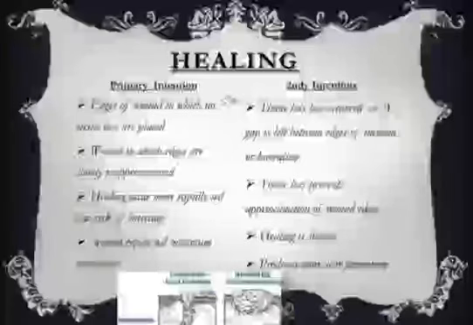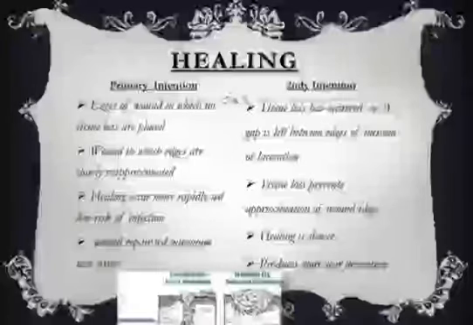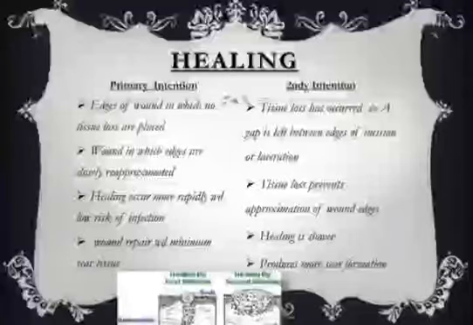Primary intention: the edges of the wound, in which there is no tissue loss, are placed together. In a wound in which the edges are closely reapproximated, healing occurs more rapidly and there is a low risk of infection. The wound repairs with minimum scar tissue.